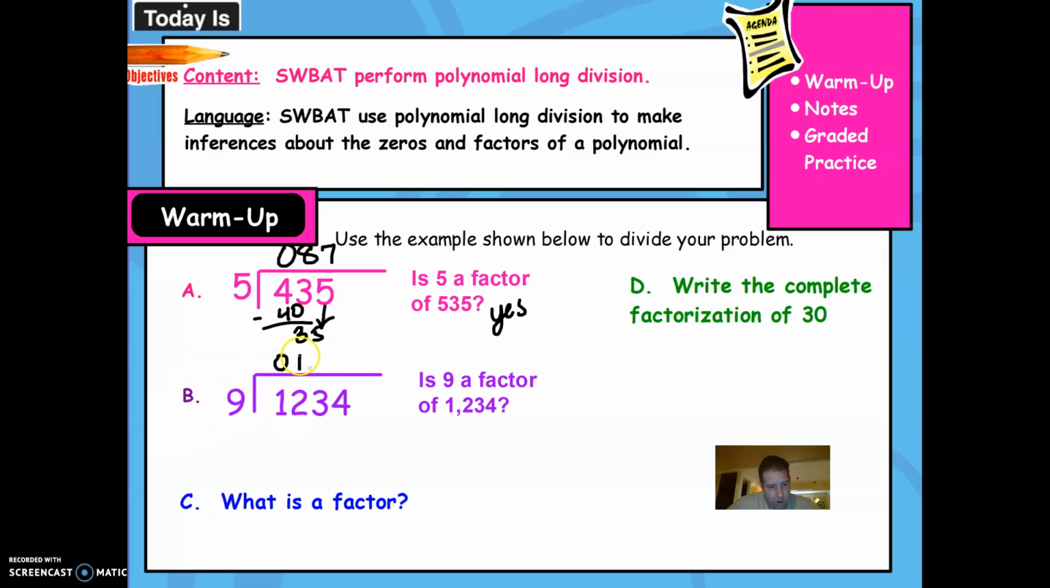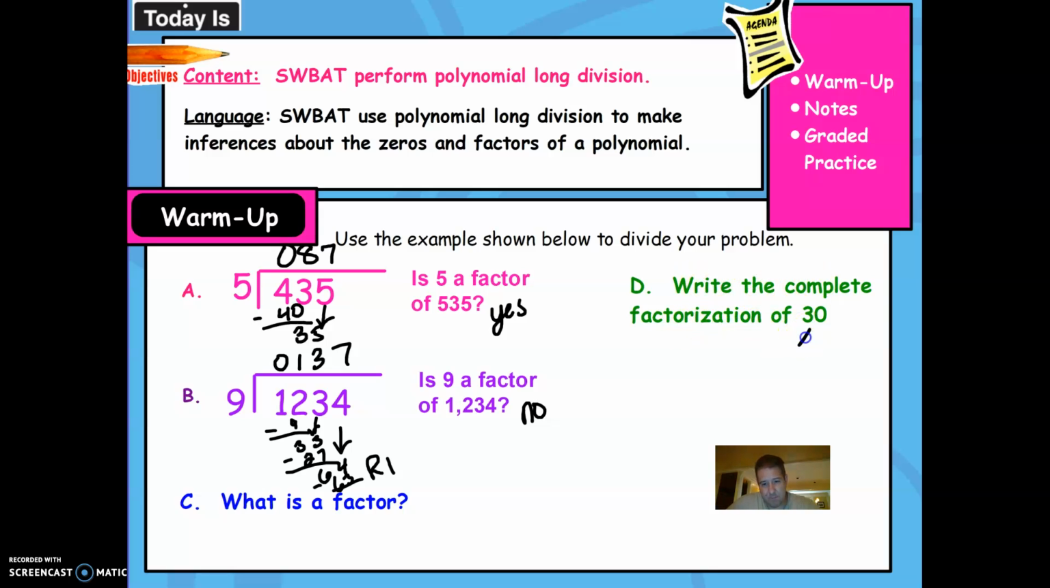9 goes into 12 once. Subtract, you're left with 3 left over. Bring down the next 3. 9 goes into 33. What is that? 3 would be 27, 4 would be 36. So 3 times that would be 27. Subtract, you're left with 6 left over. And 9 does go into 64. 9 times 7 would be 63. And subtracting, you're left with 1 left over. So is 9 a factor? That would be no, because you had a remainder of 1. Because 9 times 7 is 63, subtract, and you have a remainder of 1. So what is a factor? A factor means that it goes in evenly.